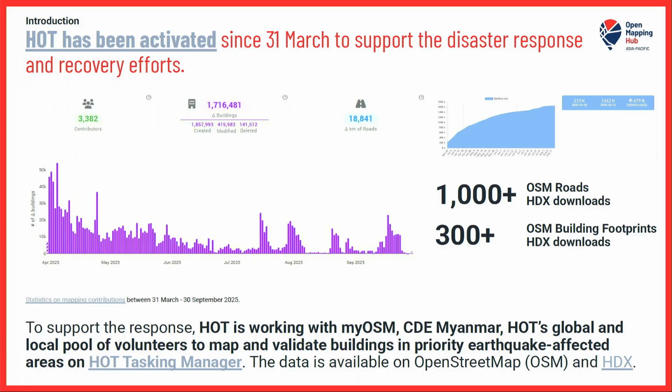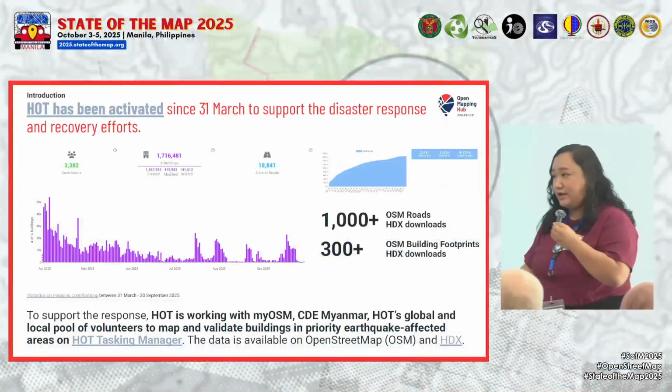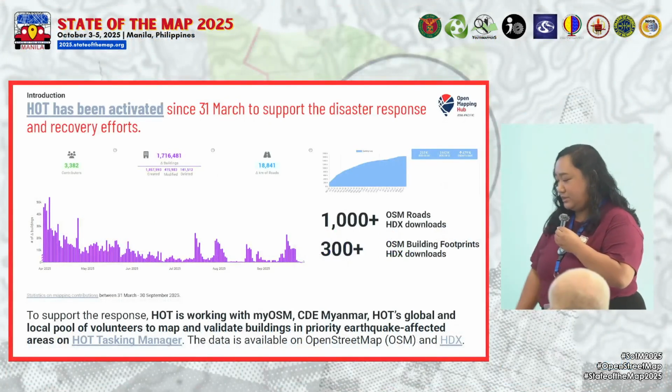And this data, both the building footprints and the roads, we have uploaded to the Humanitarian Data Exchange, or HDX, and you can download them freely. Right now we have more than 1,000 OSM roads HDX downloads and more than 300 for the building footprints.